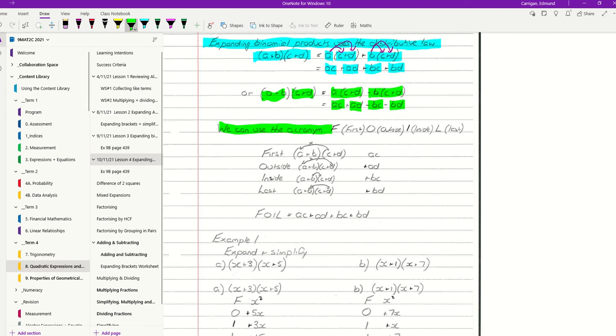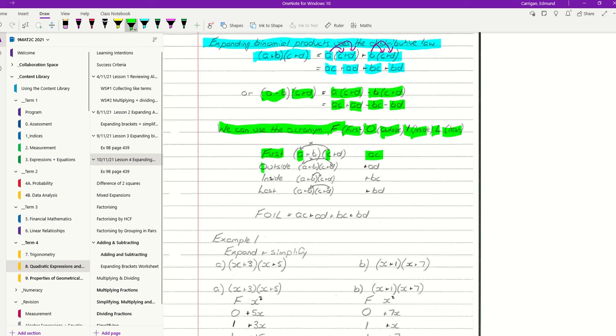We use the acronym FOIL: F is first, O is outside, I is inside, L is last. When we set it up, for the first we are multiplying the first one in each bracket. That is going to give us A times C. These are all positive in this first example.